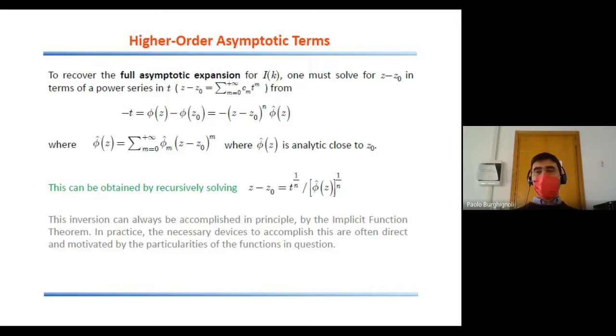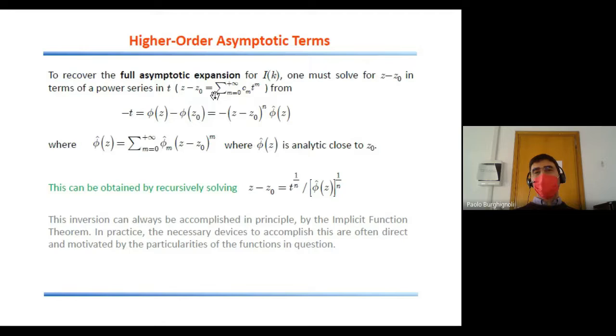But you can do even more. You can go beyond the dominant asymptotics because you can even recover the full asymptotic expansion of the integral. In order to do that, what one must do is to solve for z minus z0 in terms of a full power series in t. So of the kind z minus z0 equal to the infinite summation of Cm times t to the mth power, where m now goes from 0 to infinity.